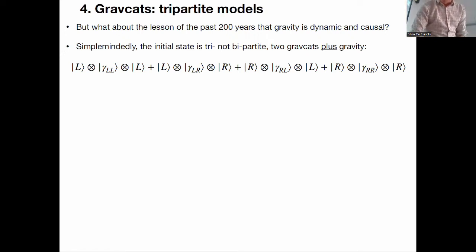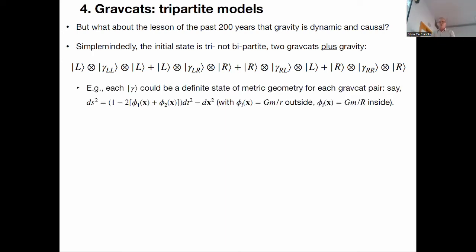So, for instance, and now this is the Christodoulou and Rovelli paper, what could those gammas be? A really nice picture to think about is that they just represent different classical states of space-time geometry. So we're in the Newtonian regime, so what metric should these be representing? Well, it's just the Newtonian limit of general relativity. This is the metric you get where phi one is the Newtonian potential for grav cat one, and phi two is the Newtonian potential for grav cat two. That's the standard Newtonian limit of general relativity.